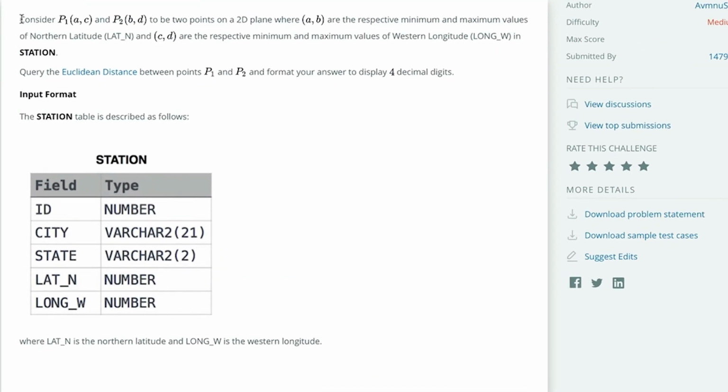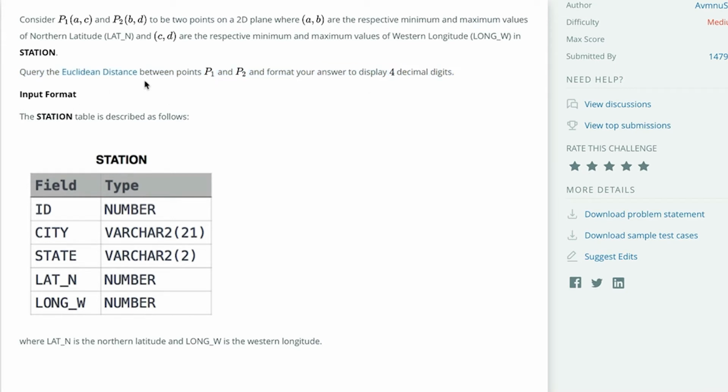The problem statement is, consider P1 (A, C) and P2 (B, D) to be 2 points on a 2D plane where A, B are the respective minimum and maximum values of northern latitude, lat.n, and C, D are the respective minimum and maximum values of western longitude, long W in station. Query the Euclidean distance between the points P1 and P2 and format your answer to display 4 decimal digits.